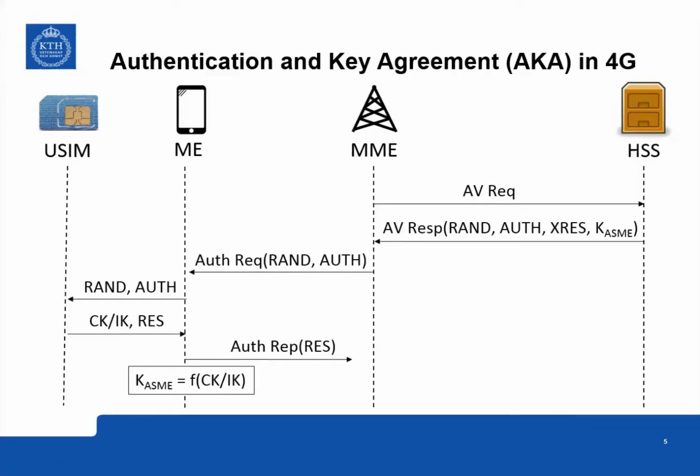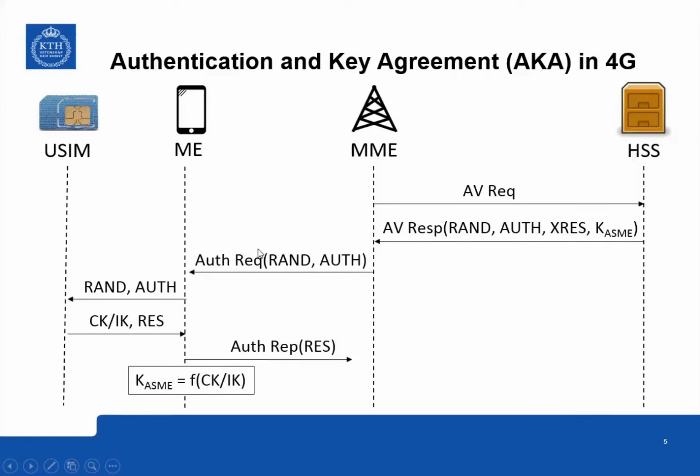The HSS responds with an AV consisting of the following four parameters: a random value RAND, a network authentication token AUTN, the expected response XRES, and the session key KASME, which is established in the mobile entity and MME when the AKA run is completed. When the MME gets an authentication vector, it initiates the authentication procedure with the mobile entity by forwarding the RAND and AUTN to the mobile entity.